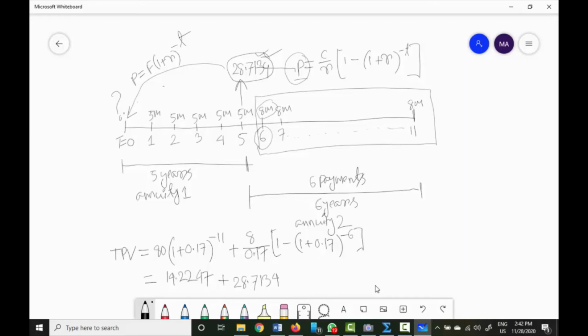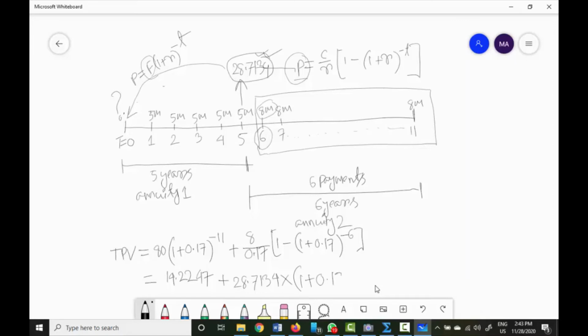Since this present value of annuity 2, received at the end of the 5th period, is now a single cash flow, we cannot stay at the 5th period. We need to move this cash flow back to period 0. So this is the future value, and we need to multiply it by 1 plus R.